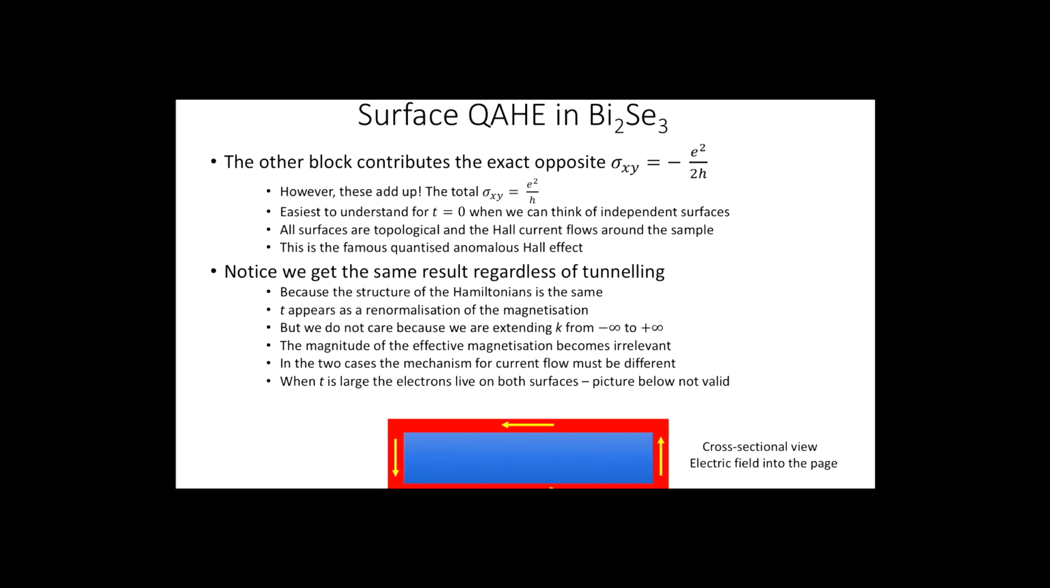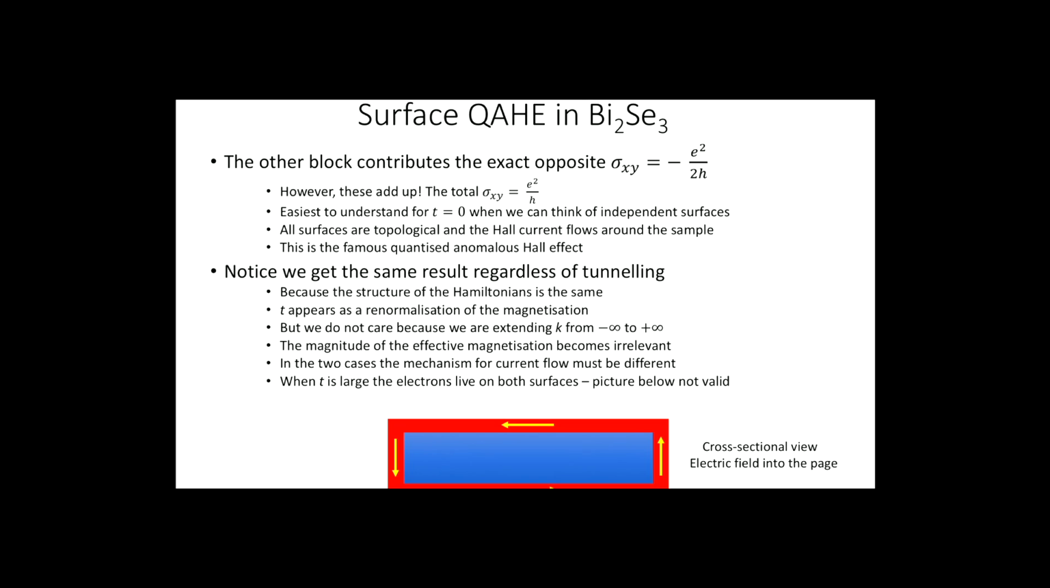So then let's look at the physical picture. This is the top surface. The electric field is into the page. This is the top surface, which gives me a Hall effect in this direction. The bottom surface will give me a Hall effect in this direction.